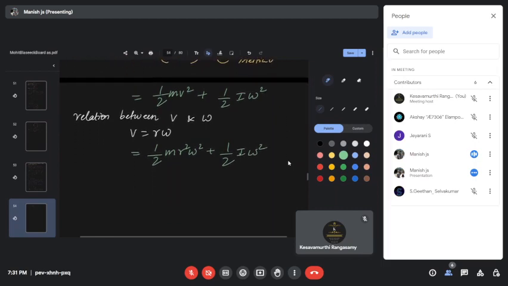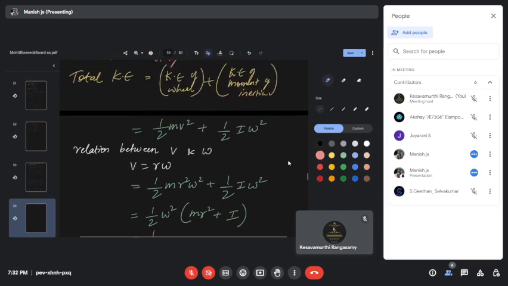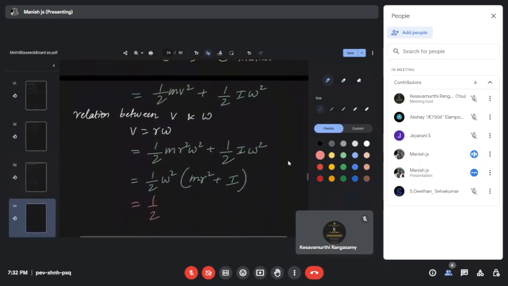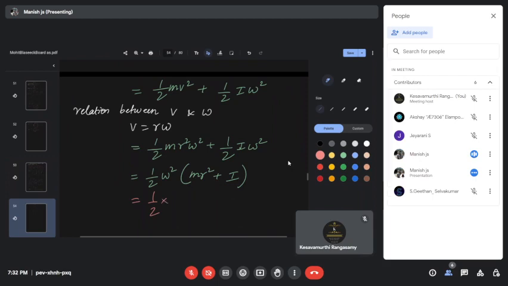Okay, this is what we get. Now you can go for common outs and then substitute. Half is common, and you also have omega square as common, right? So inside the brackets you have m r square plus I. This is what you get. Now you go for substitution. Substitute the values. What is the value of omega as per the question? How many radians per second? It's 15. So omega is 15. What's 15 square? Anybody?